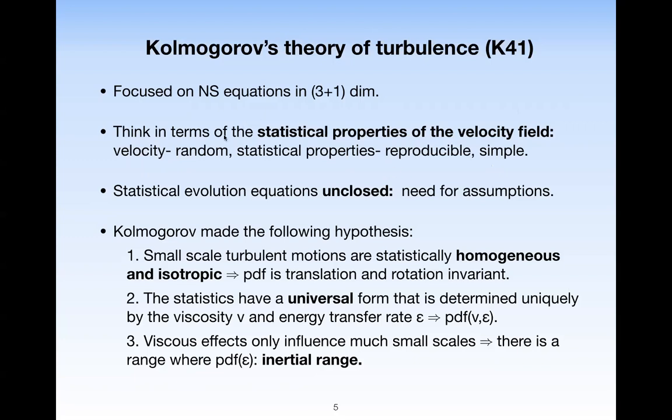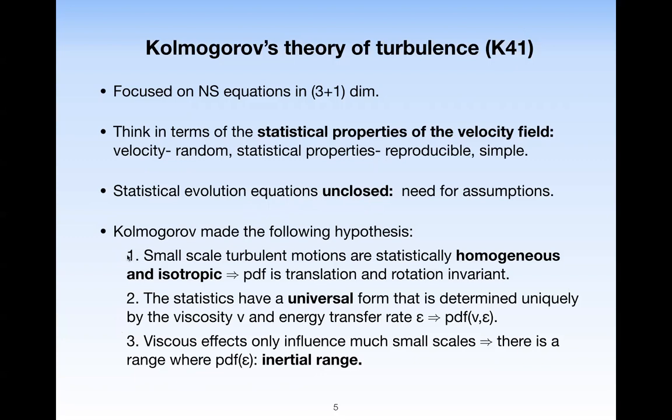Okay? But unfortunately, it was soon realized that the statistical evolution equations are unclosed. What this means is that you have more statistical properties that are unknown than number of equations. Okay, and this is essentially what hinted towards the need to make further assumptions. And this is precisely what Kolmogorov did in 1941. So he made 3 hypotheses: the isotropy hypothesis and 2 similarity hypotheses, and this is what these were about.